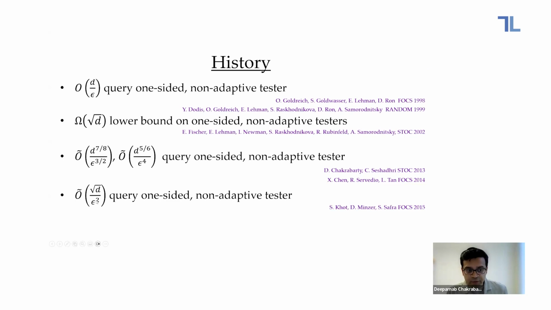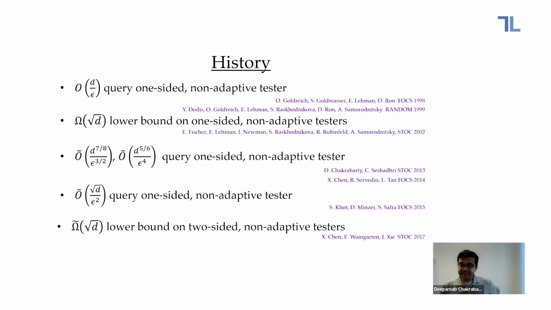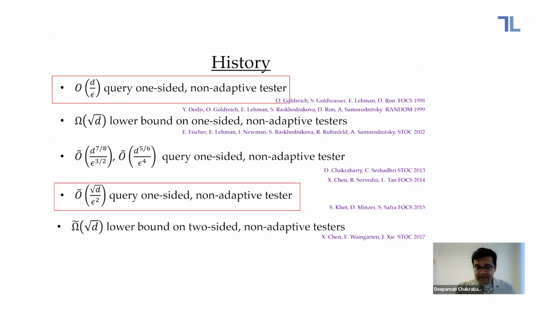So it basically gave a square root d by epsilon squared one-sided non-adaptive tester. They also showed that the dependence on epsilon also cannot be much better than this. So if you're thinking about one-sided non-adaptive testers, that is the end of the story. And if you look at even two-sided testers, what Chen, Waingarten, and Xie showed is that the dependence on d is still square root d. So being a little wrong in the yes case also doesn't buy you much. That's the state of the art. I'm going to talk about the first thing today and the next thing later on Thursday. That's the plan for my lectures.